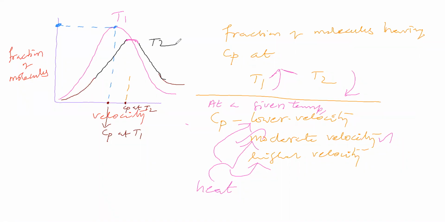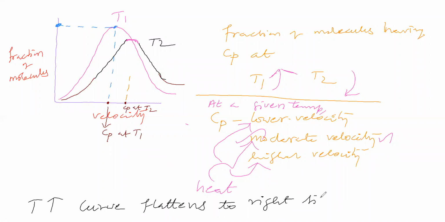So for T2, see how the graph is, and for T1, see how the graph is. At T2, that means on raising the temperature, the curve flattens to the right side of velocity. Okay, on raising the temperature, the curve flattens to the right side of velocity. So the curve is flattening like this.